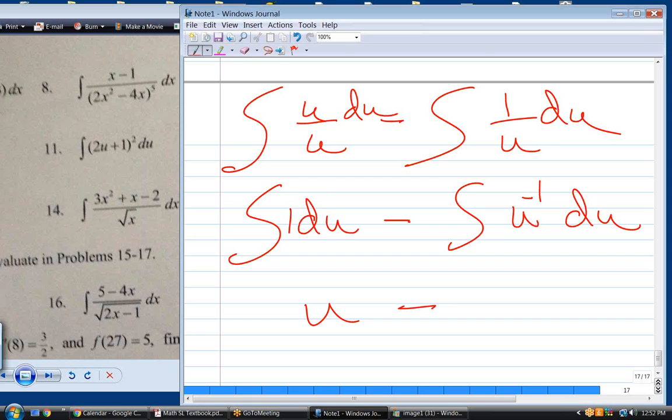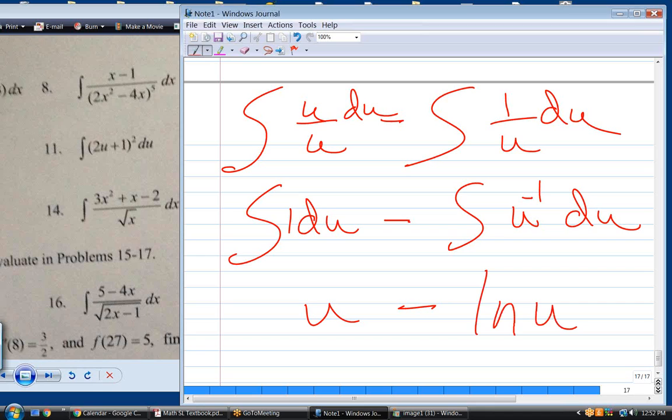What's the integral of u to the minus 1? Well, let's try the power rule. What happens when I use the power rule? You get u to the 0 over 0. Ah, that's trouble. Can't divide by 0 in math. So this particular integral you cannot use the power rule on. That's the natural log of u.